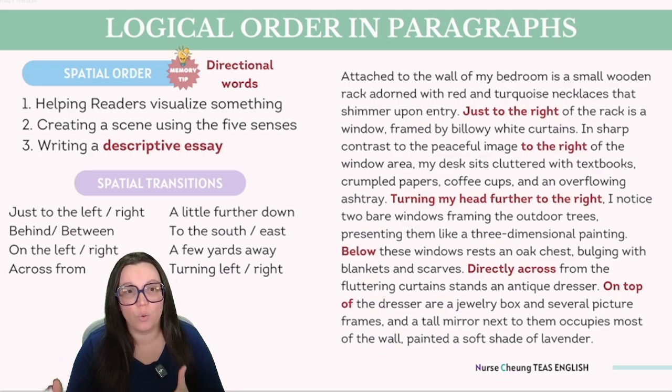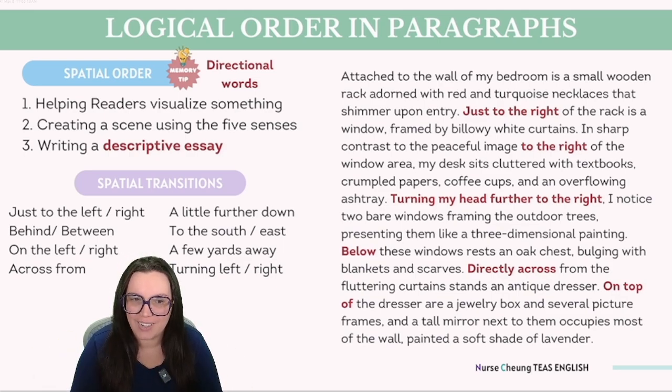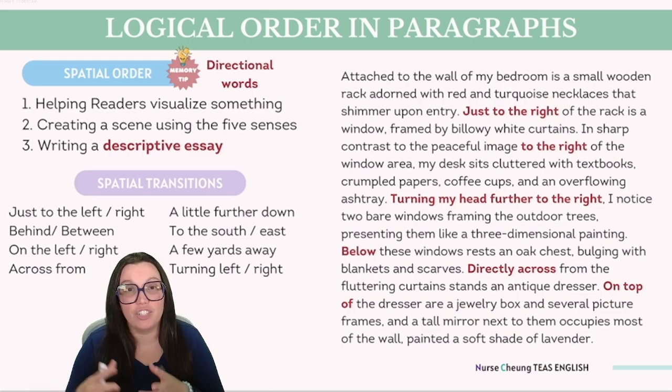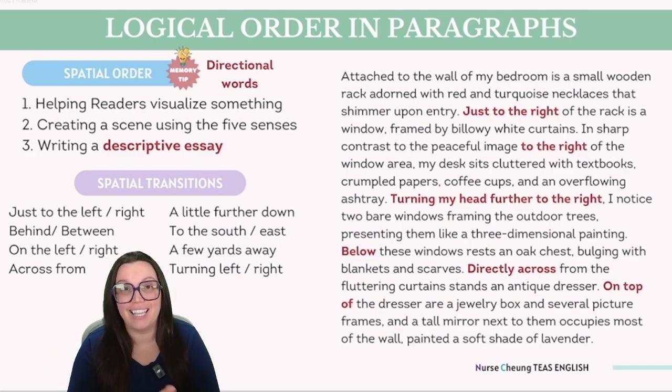When employing spatial order in your writing, consider using the following transitional phrases to clarify the arrangement and relationship of elements within the space. Just to the left, just to the right, behind, between, on the left, or on the right, across from, a little further down, to the south, to the east, a few yards away, turning left, or turning right. These transitions help readers navigate the spatial layout you're describing, effectively guiding them throughout the scene or the setting.